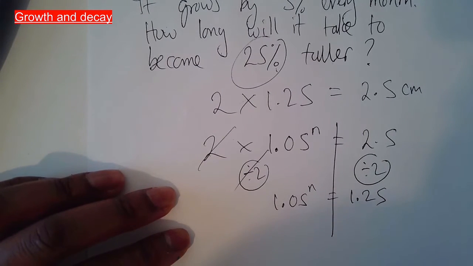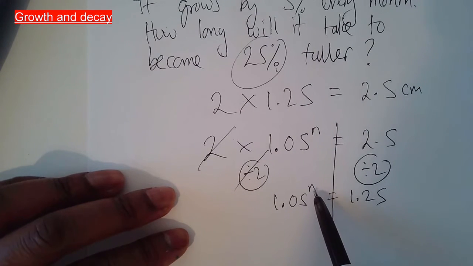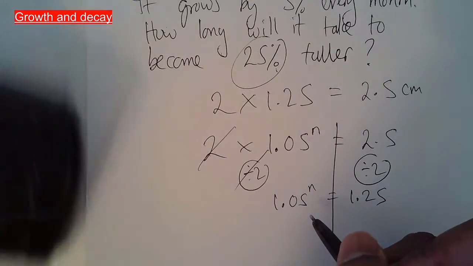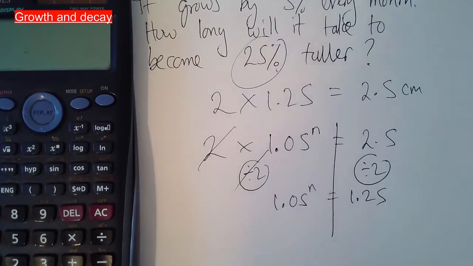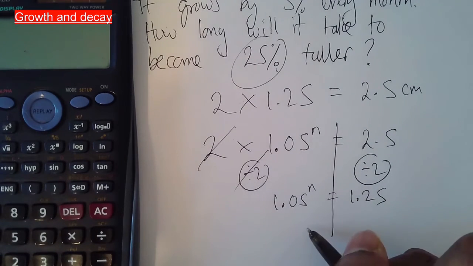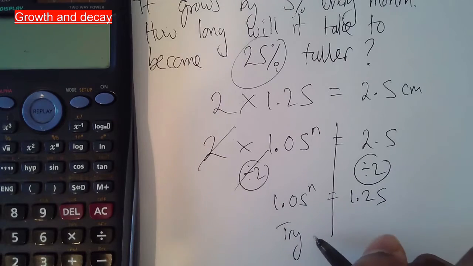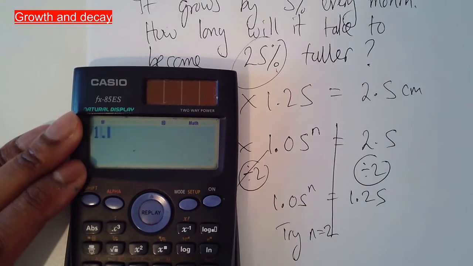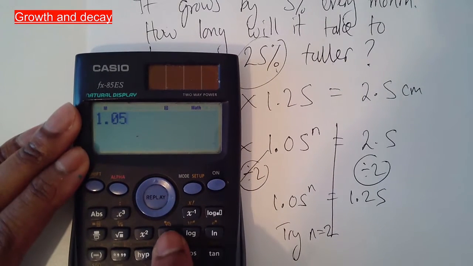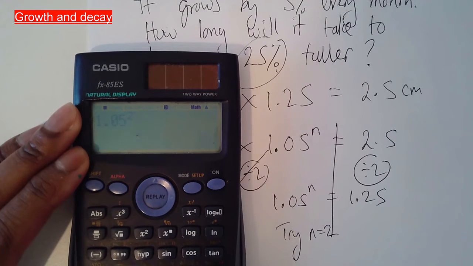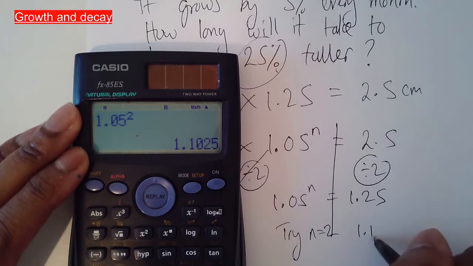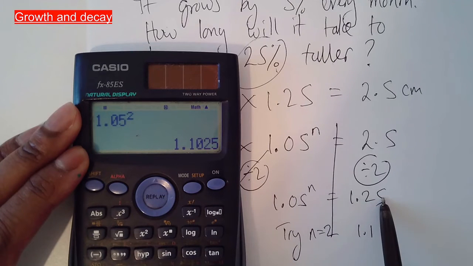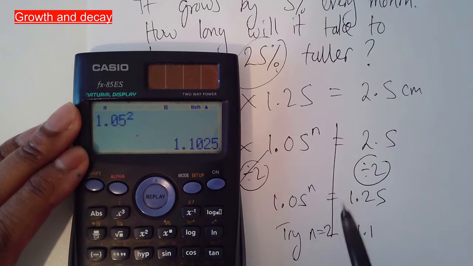What you shouldn't do right now is to get rid of this, divide by 1.05. Don't do that, because that's a power. So what you can do now is guess different numbers. Try n equals 2 and see what happens. 1.05 to the power, look, there's a power button there, to the power of 2. I'll get 1.1. Right, 1.1 isn't quite 1.25, is it? So now try 3, substitute 3 in there.